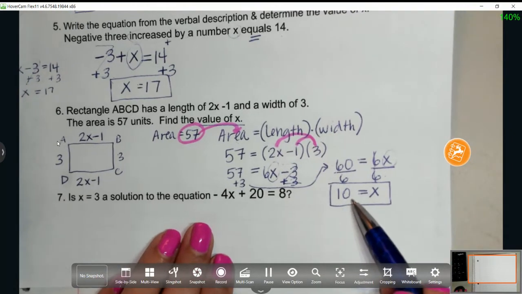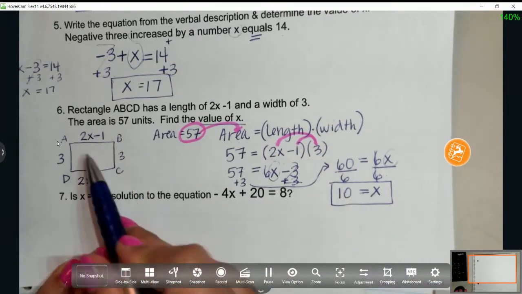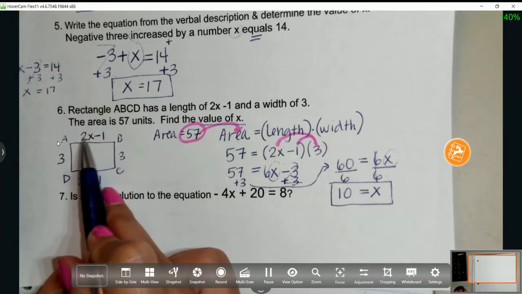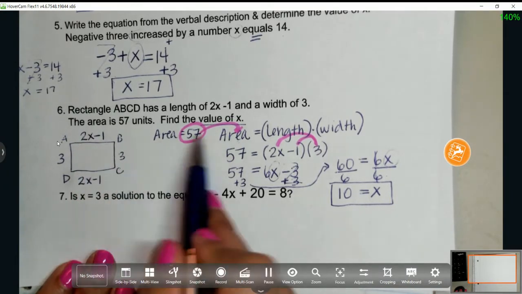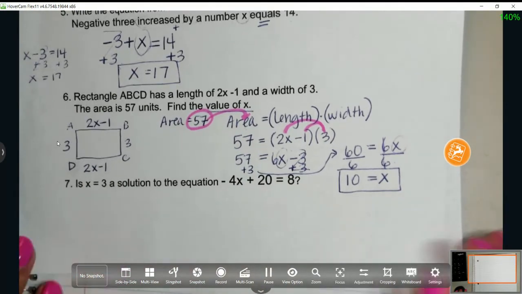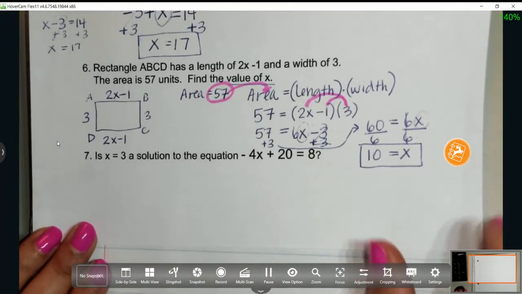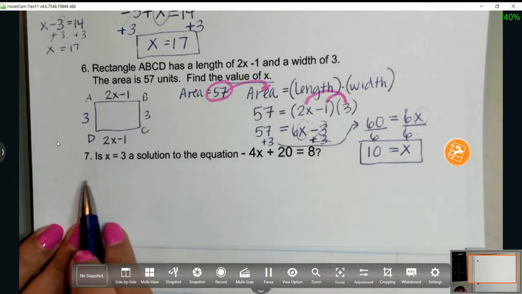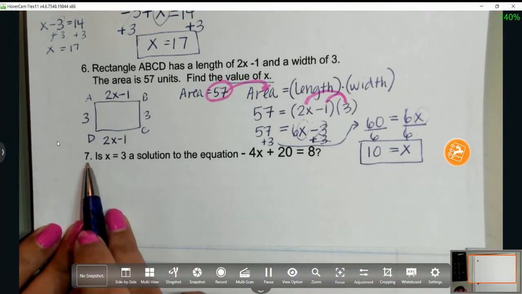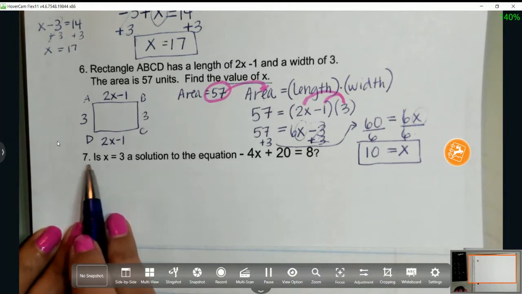And of course we could check it, right? We could take 10 and plug it in here to see what that dimension comes out to be, and then multiply length times width to confirm that our area is 57. We will do that sometimes in class, but for the sake of time right now, I'm not going to show all of that. But I'm happy to go through that with you so you can see what that check looks like.